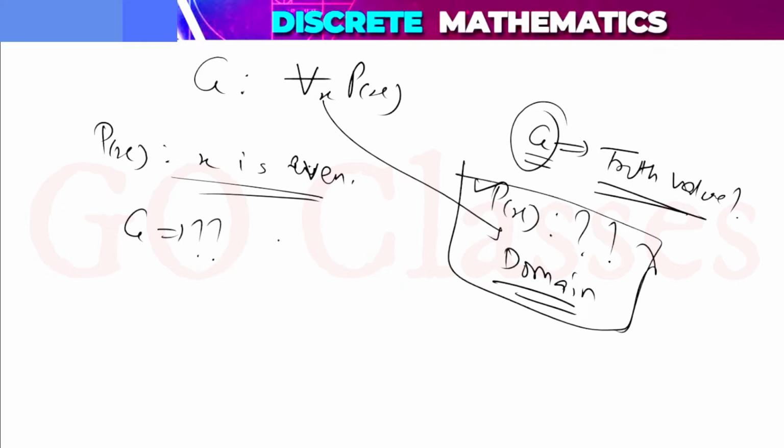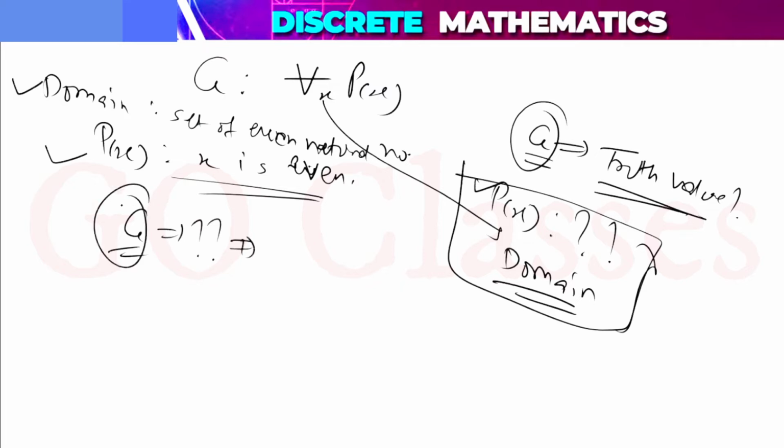For example, let's assume the domain is the set of even natural numbers. Now if I ask you what is the truth value of G, what will you say? You have P(x), you have the domain. Now you can very easily answer. The answer will be true.